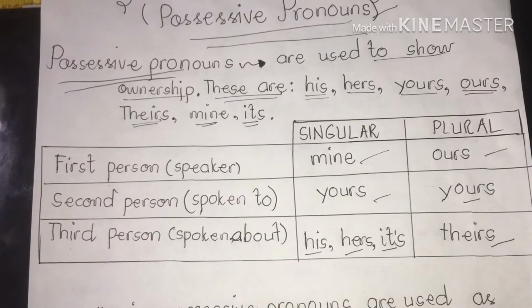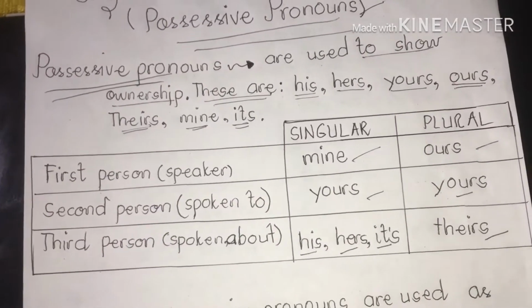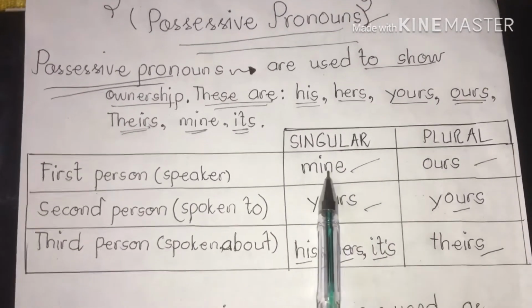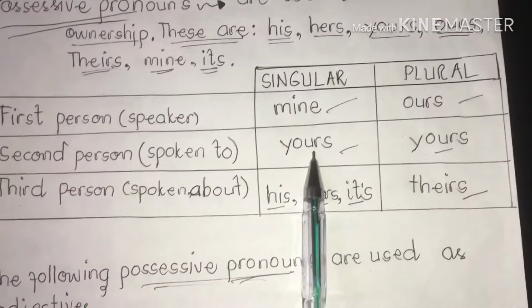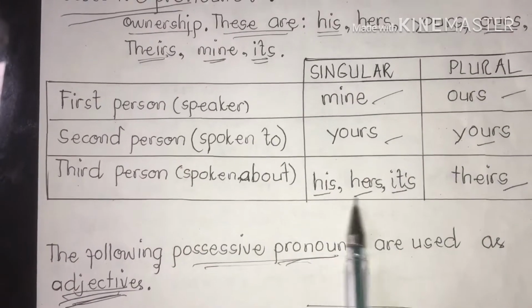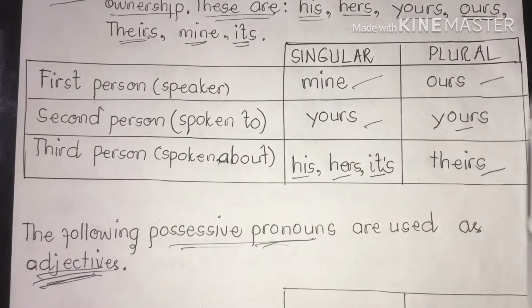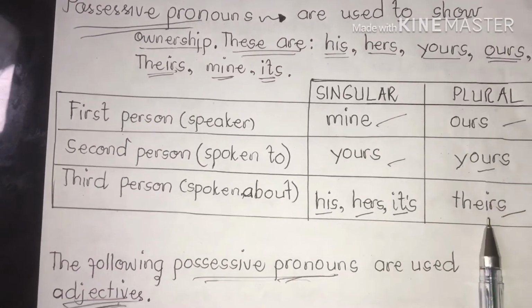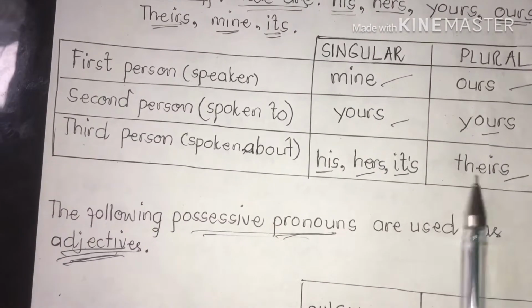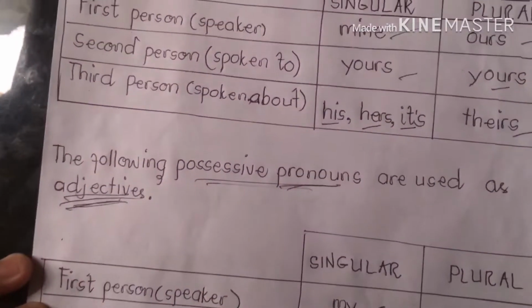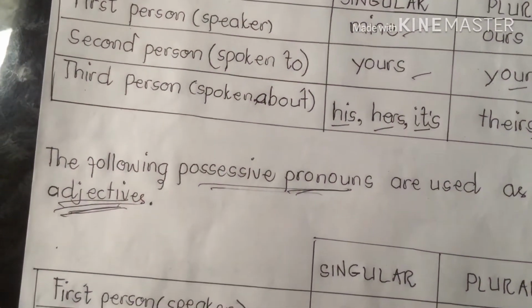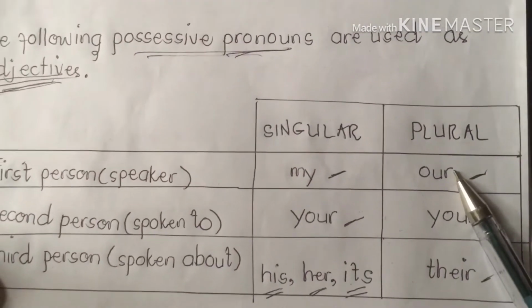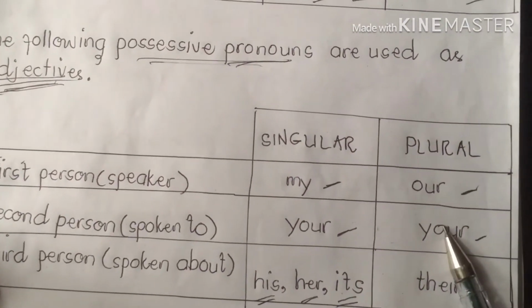For possessive pronouns, first person singular, we have mine. Second person singular, yours. Third person singular, his, hers, its. First person plural, ours. Second person plural, yours. Third person, theirs. For possessive adjectives, first person singular, my. Second person, your. Third person, his, her, its. First person plural, our. Second person, your. Third person, their.